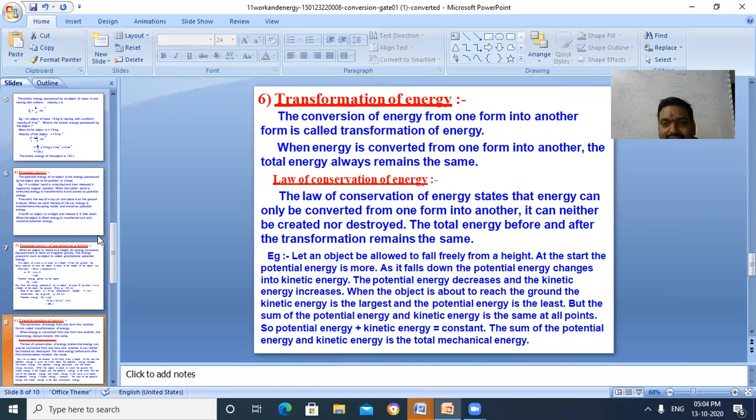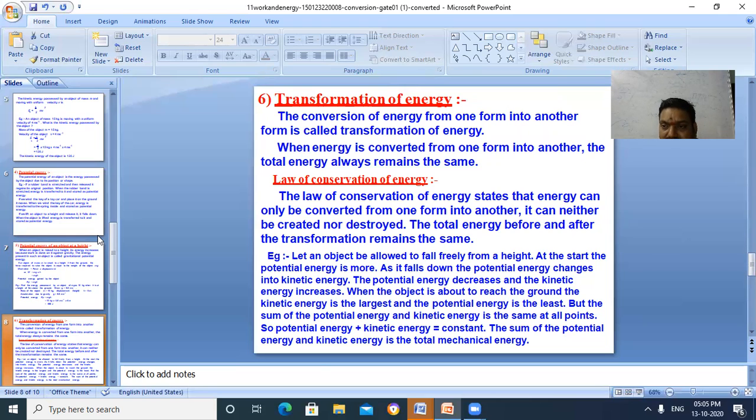Okay, we can take an example here to demonstrate the same, like when you allow an object to fall freely from a height. At the start, the potential energy is more because of height, and there is no kinetic energy because the initial velocity is zero. But as the object falls down, the potential energy changes into kinetic energy: the potential energy decreases and the kinetic energy increases. When the object is about to reach the ground, the kinetic energy is the largest, as it hits the ground with the maximum velocity. But the sum of potential energy and kinetic energy always remains the same.